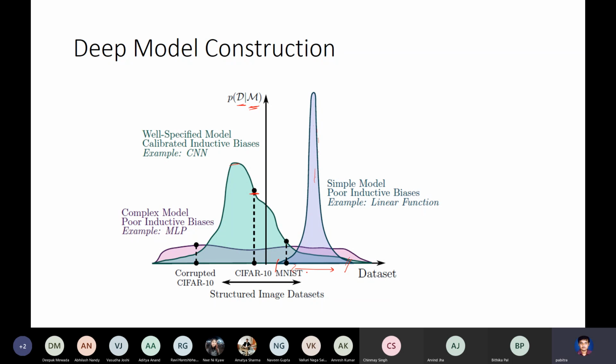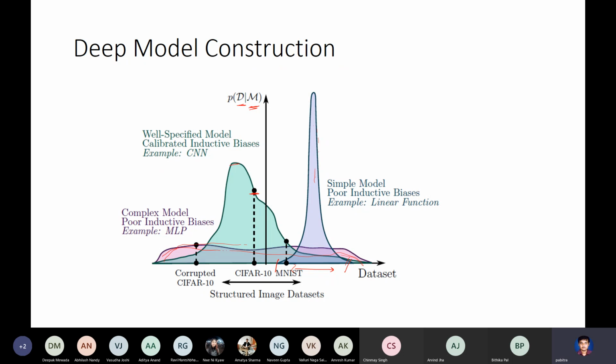It only works for a small number of data, and even among those, it works on a very small subset. Whereas if you take an extremely complex model, like a very deep multi-layer perceptron, it doesn't have any inductive bias. It's a universal approximator. It can fit almost everything, but none of them it fits very well. So the height of this curve is low, but it has a big support. It's not tuned to a particular data. It can work for any data.